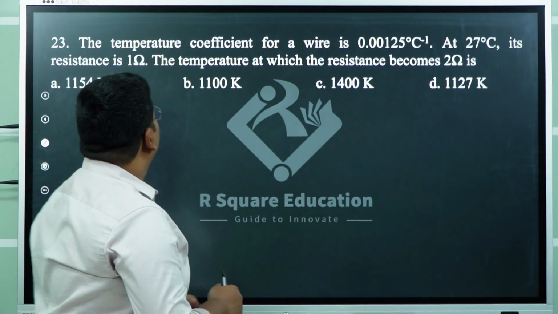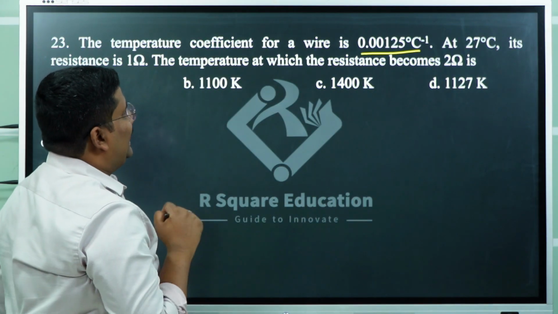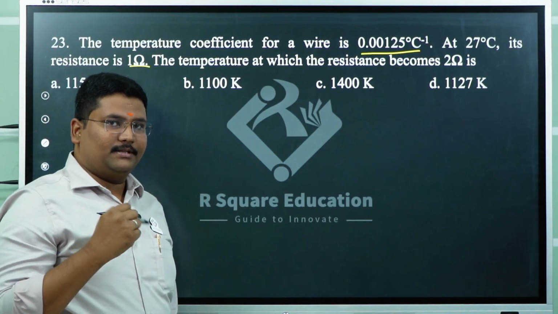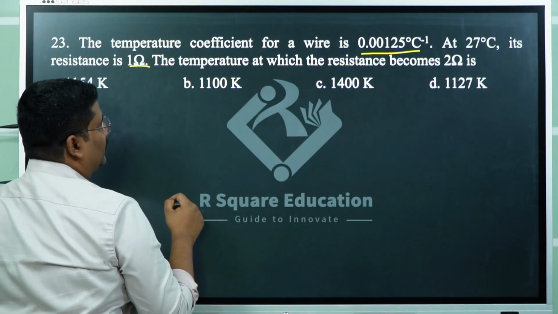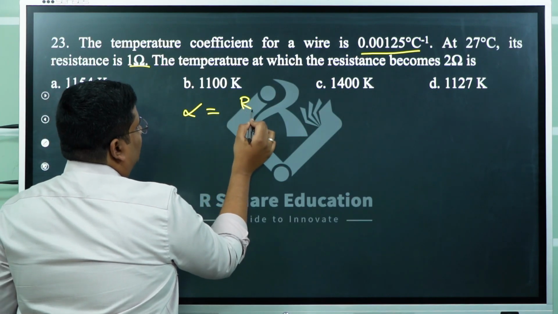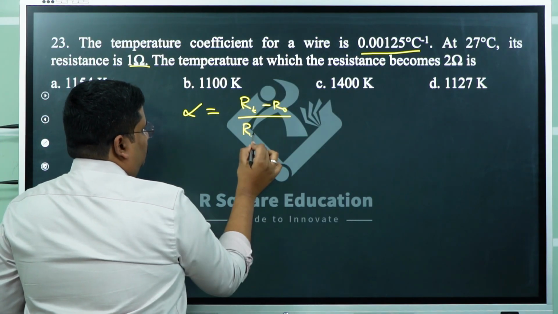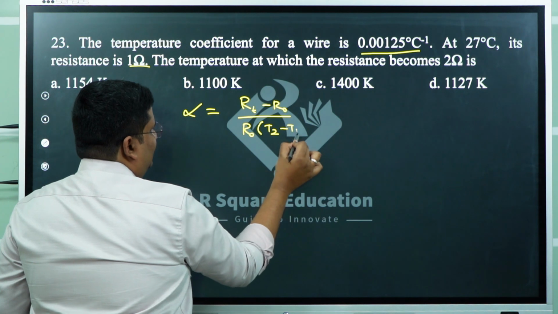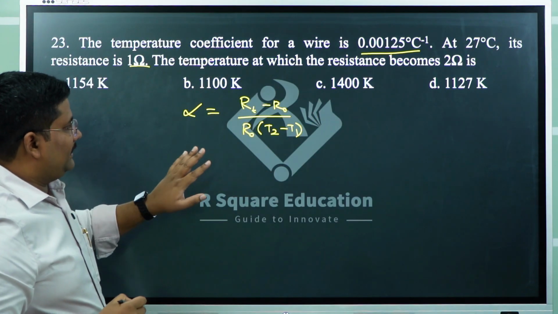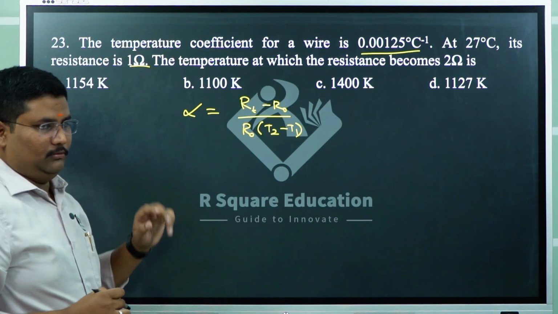See this question. The temperature coefficient of resistance for a wire is 0.00125 per degree Celsius. At 27 degrees Celsius, its resistance is 1 ohm. The temperature at which the resistance becomes 2 ohms is... Obviously we know the formula. We can take directly alpha is equal to RT minus R naught divided by R naught into T2 minus T1. They have given you alpha and T1, and they are asking us to find T2, and RT is 2 ohms and R naught is 1 ohm.